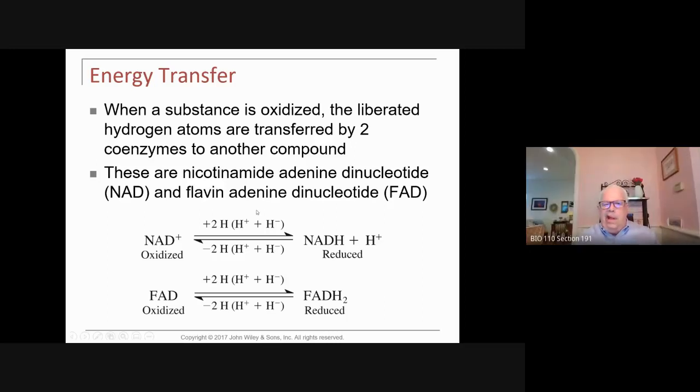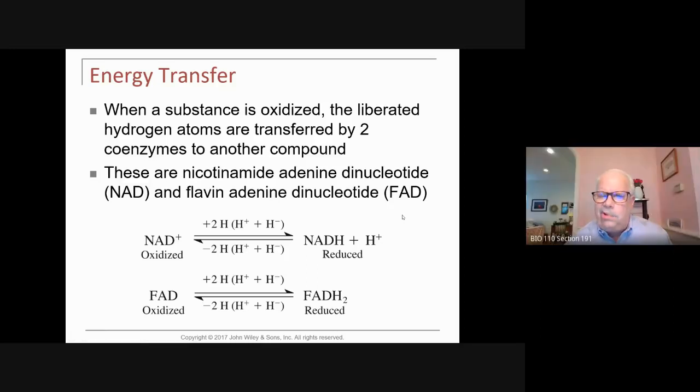Yeah, well, yeah. NAD and FAD, they are both precursors to vitamins. Nicotinamide adenine dinucleotide is a precursor to nicotinic acid. Flavin adenine dinucleotide is a precursor to riboflavin. Both nicotinic acid and riboflavin are B vitamins. Did that answer your question?